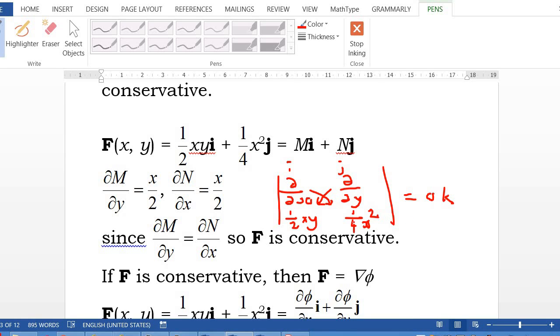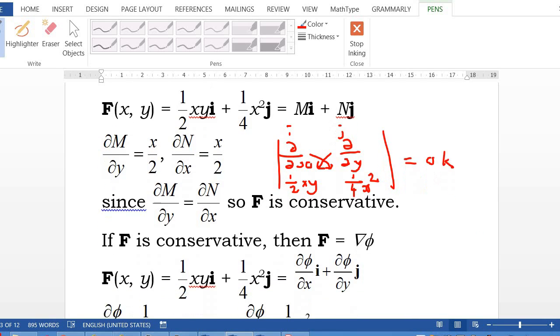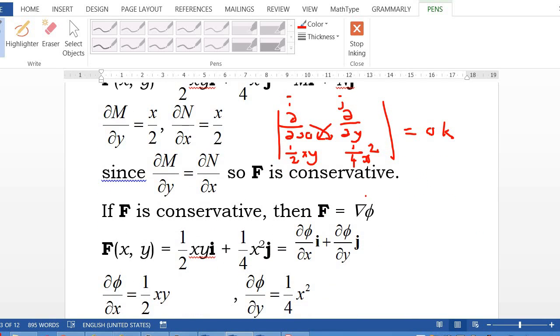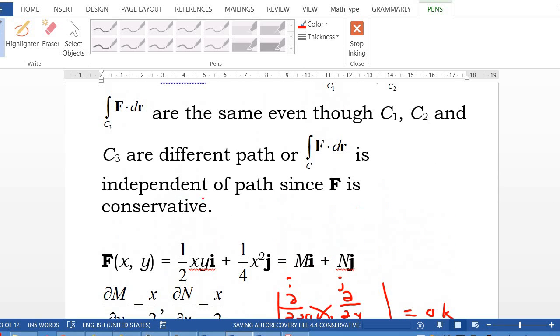∂/∂x of 1/4 x squared, you get 1/2 x. ∂/∂y of 1/2 xy is 1/2 x, so you get the 0 vector. Hence F is conservative. If F is conservative, then the line integral is independent of path. They are actually both ways: if the line integral is independent of path, then F is conservative, or F is conservative means the line integral is independent of path.